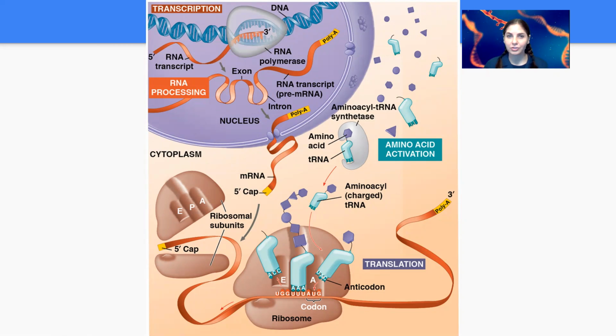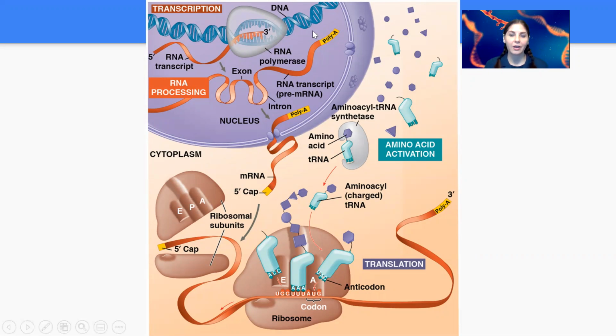Now, once that messenger RNA strand is synthesized, we call that the pre-messenger RNA strand because it contains both the introns and the exons. And it has to be processed in order to be able to leave or exit the nucleus. And we call this RNA processing. During RNA processing, 3 different things occur.